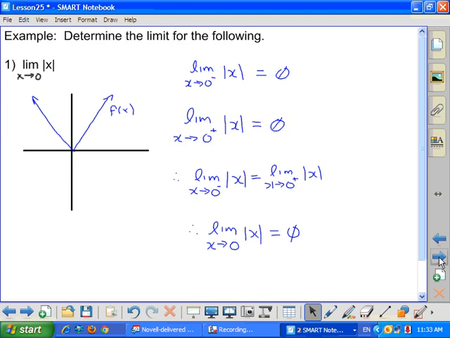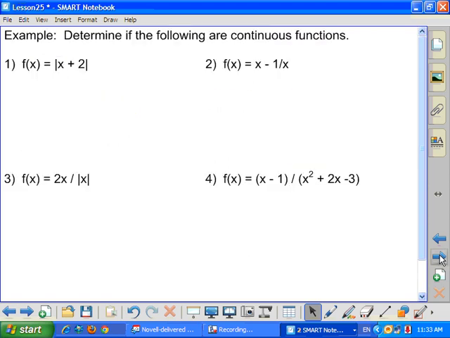Okay. So, there you go. Now it's a trivial example, but I wanted to start with something that you're comfortable with before we get to more challenging work here. So, determine if the following are continuous functions. Continuous functions means that the left side has to equal the right side, or the two-sided limits have to be equal. So, giving myself a quick sketch here, what does this graph look like?